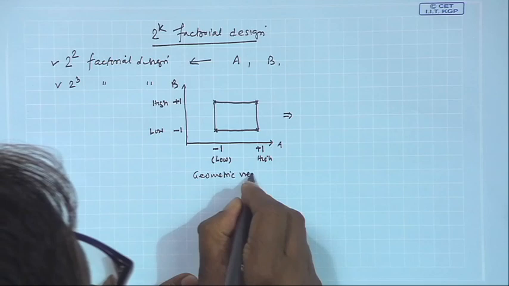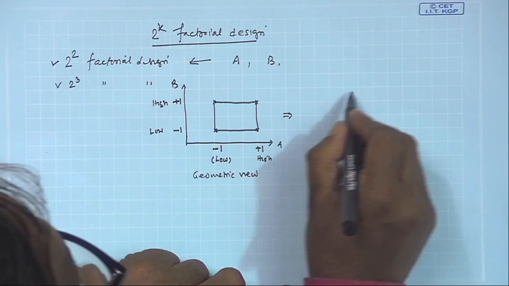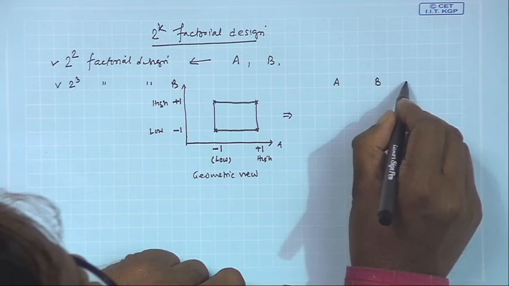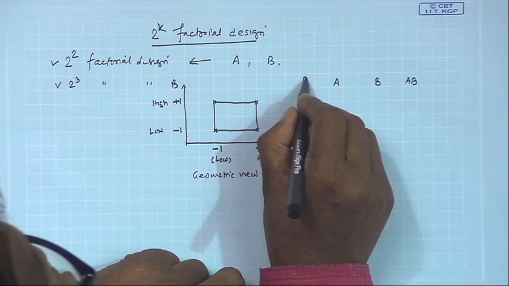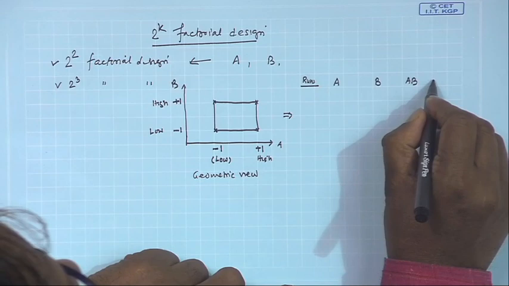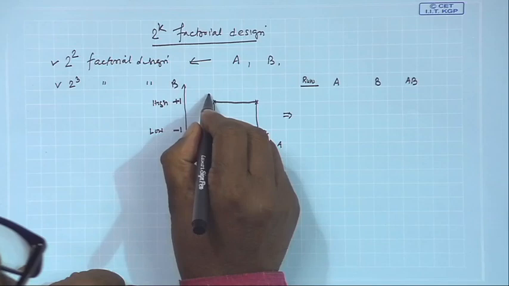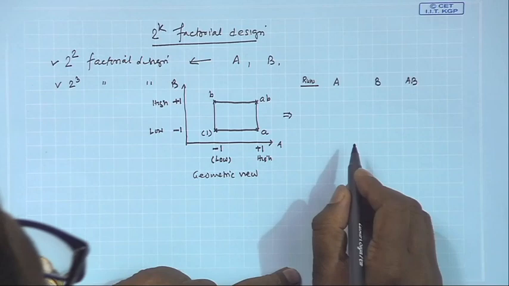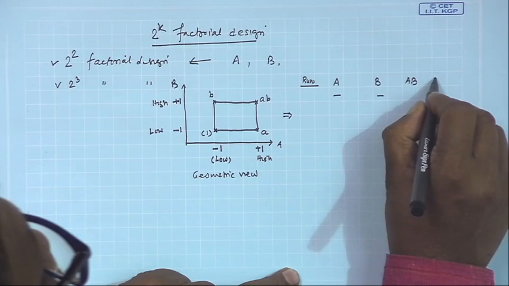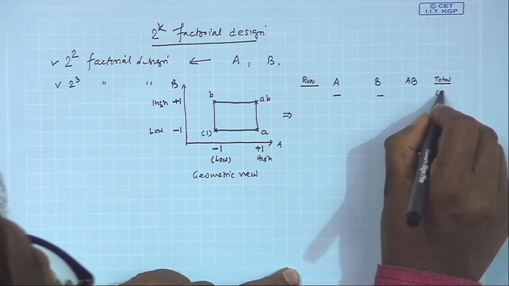From there we have seen the design matrix where we have written A and B and AB, and our experimental runs, and then we have given some notation: this point is 1, this point is A, this point is B and this point AB. So, when A is minus, B is minus, this notation says that total of y is given as 1.